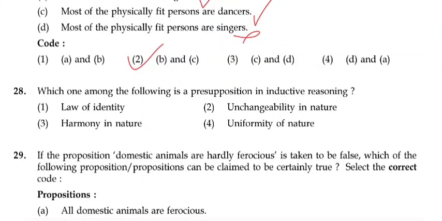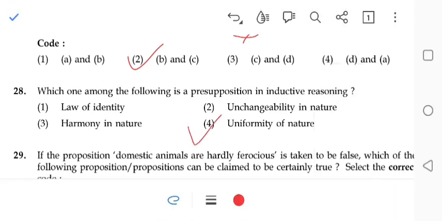Number 28. Which one among the following is a presupposition in inductive reasoning? Law of identity, unchangeability in nature, harmony in nature, uniformity of nature. Number 28, the correct answer will be uniformity of nature.